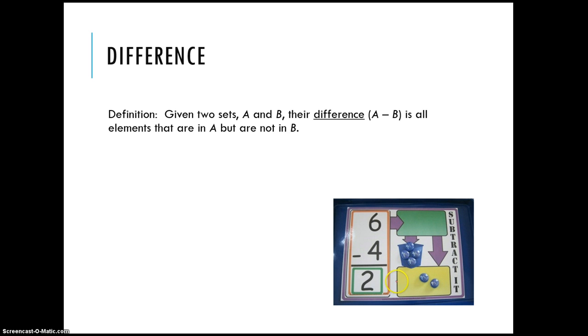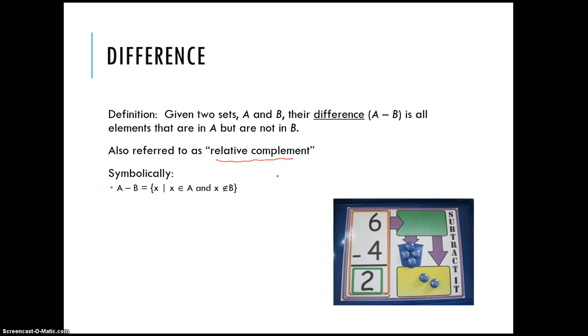It's a similar thing here with set theory. If you have two sets A and B, the difference, written just like you would in arithmetic, A minus B, is all of the elements that are in A but not in B. In other words, you remove the things in A that are in B. This is also referred to as the relative complement.